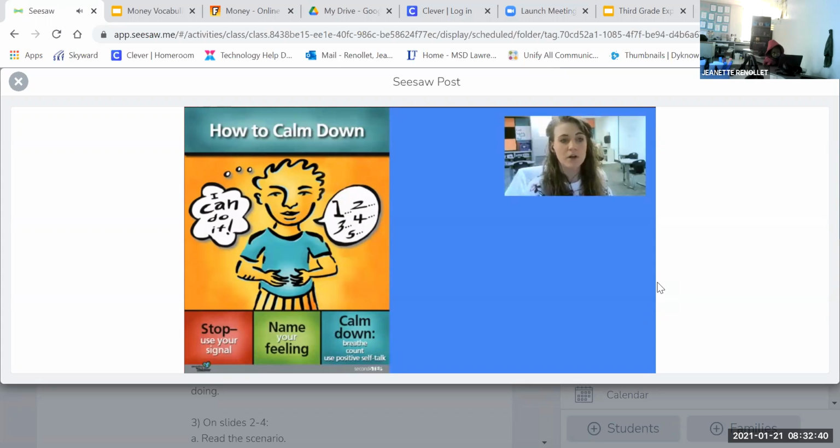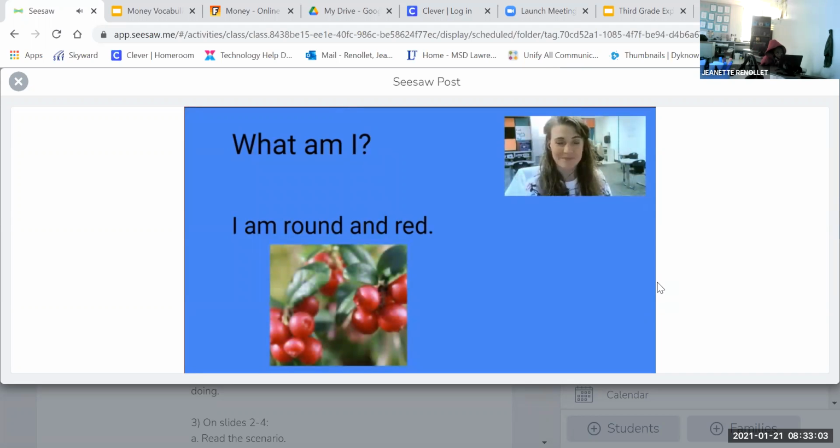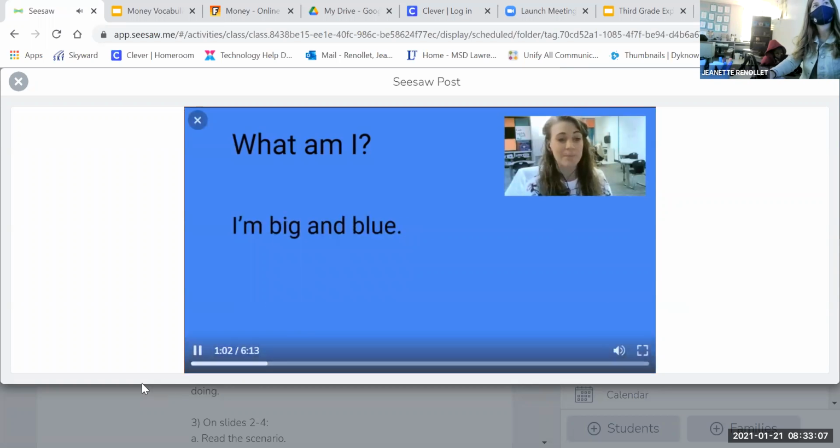To help us get started, we're going to play a brain builder called Jump to Conclusions. I'm going to read a riddle, and you're going to guess what an object is. Then we'll see if you're correct. I am round and red. What am I? Share your ideas with your class. I am a cranberry. Did you get it right? Let's try another one. I'm big and blue.